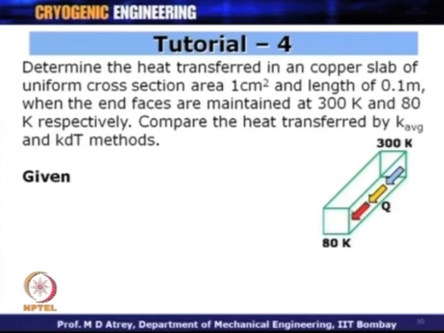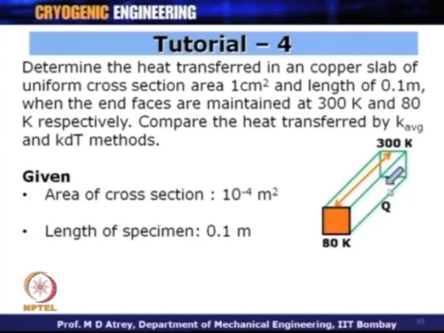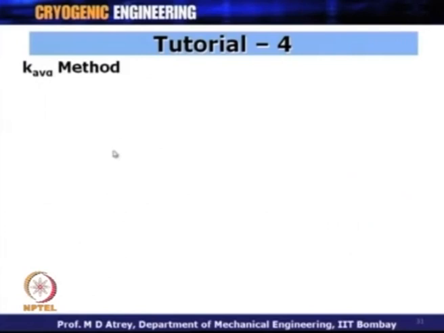So, what is given to us is a copper slab. One end of the copper slab is at 300 Kelvin, the other end is at 80 Kelvin. Naturally, there will be heat transfer from the high temperature to the low temperature in this case, which is equal to Q. What is given to us is area of cross section A is 10 to the power minus 4 meter square, which is nothing but 1 centimeter square, and the length of specimen is 0.1 meter. T1 is equal to 300 Kelvin, while T2 is equal to 80 Kelvin. So, let us first go by the K average method, in which I will take the average value of thermal conductivity between 300 Kelvin and 80 Kelvin.